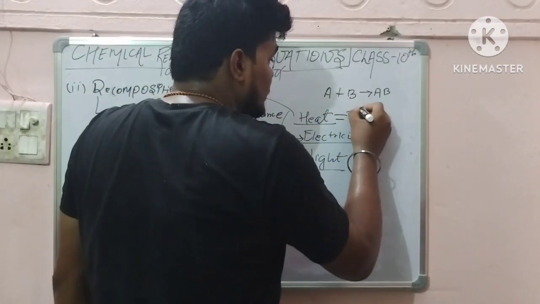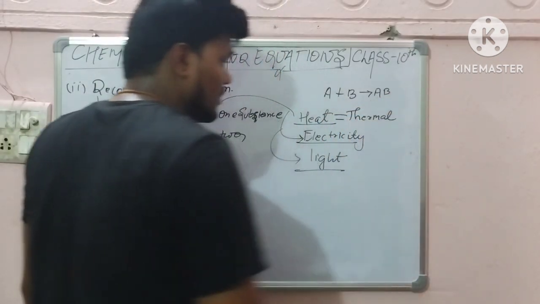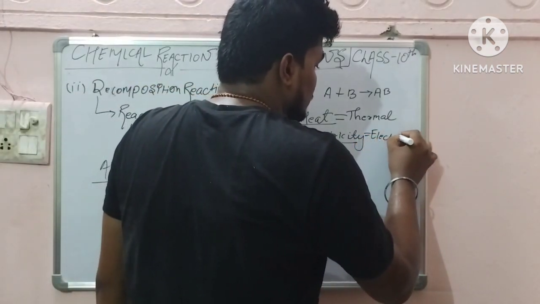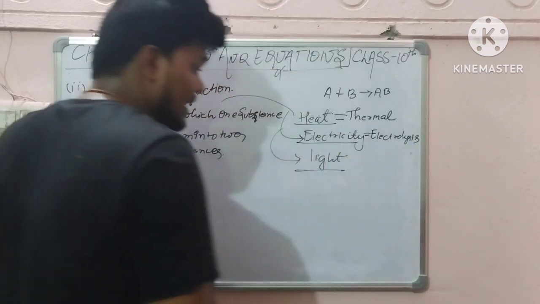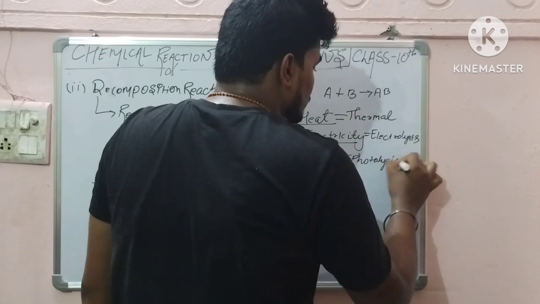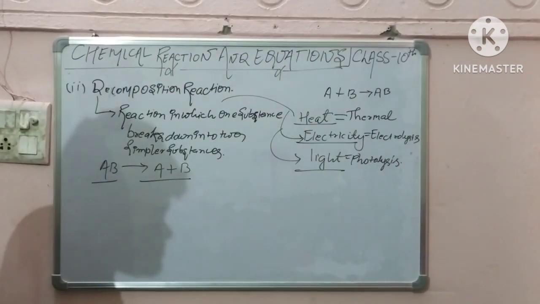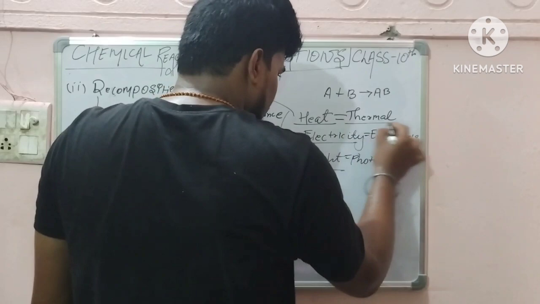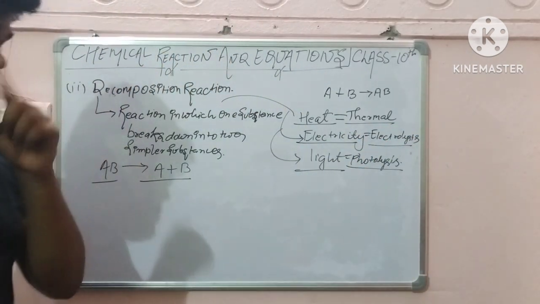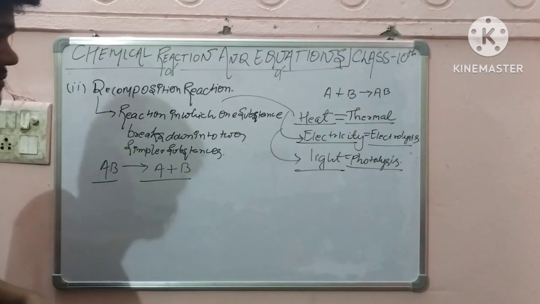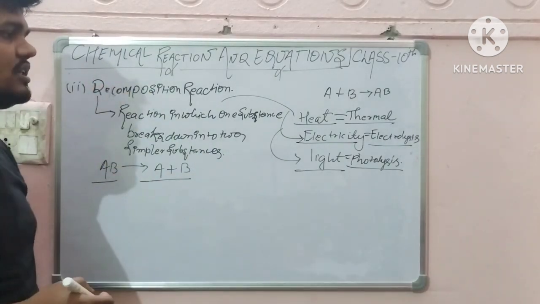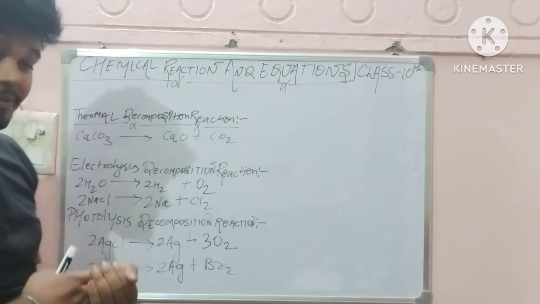The heat one is called thermal decomposition. The electricity one is called electrolysis. And the light one is called photolysis decomposition. So we have thermal decomposition, electrolysis decomposition, and photolysis decomposition. That is clear? Okay. Now one by one we have to study thermal decomposition, electrolysis and photolysis decomposition.